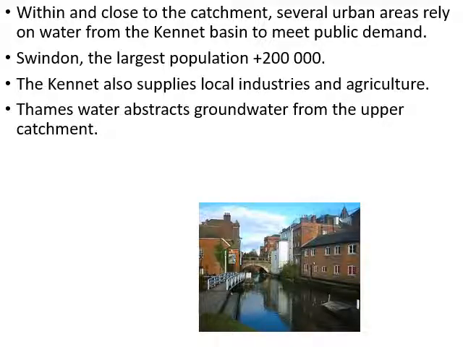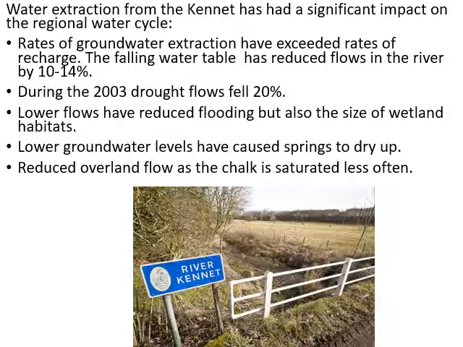There are also some pretty big urban areas around the River Kennet. So Swindon, for example, has got a population of more than 200,000, as well as industries and agriculture. And Thames Water also takes water from the upper River Kennet catchment. So this has had a significant impact on the regional water cycle where we're taking water out. And if you look at that picture there, that was back in 2003, but you can see that River Kennet sign. Well, where is the river? It's not there. It's bone dry. It's completely and utterly dried up.